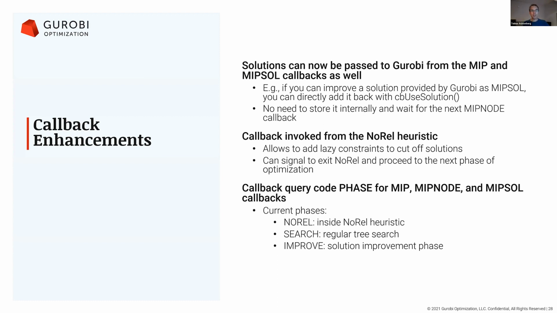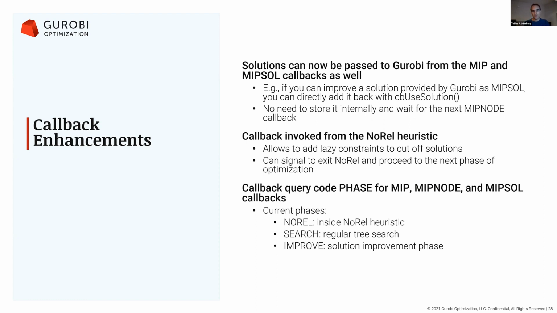We have added callbacks to the NoRel heuristic. So now inside the NoRel heuristic, we also call the callback. For every solution that the NoRel heuristic finds, we will also call a callback, which makes NoRel compatible with lazy constraints. Moreover, you can also now, with the new proceed function from the callback, tell the NoRel heuristic that it should stop and that the solve should proceed with the next phase of the solving process, which in the NoRel case will be the initial root LP relaxation solve and then branch and bound.